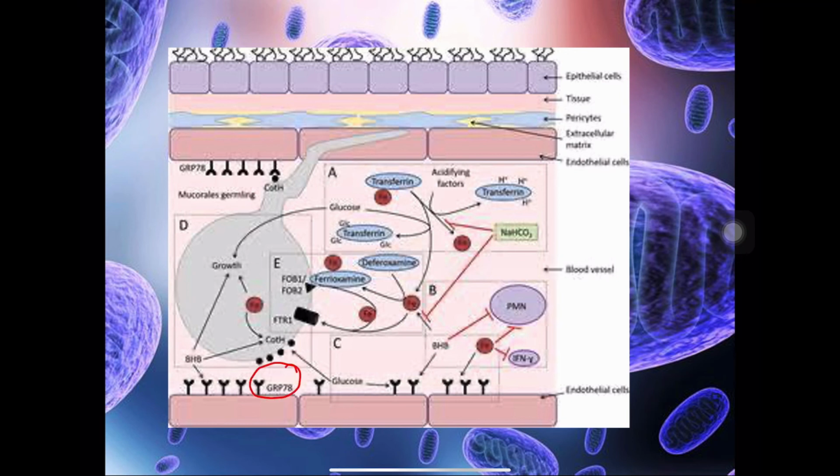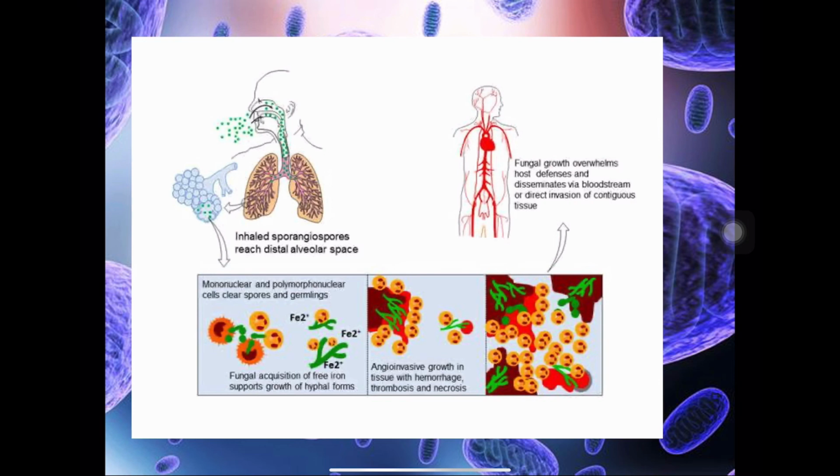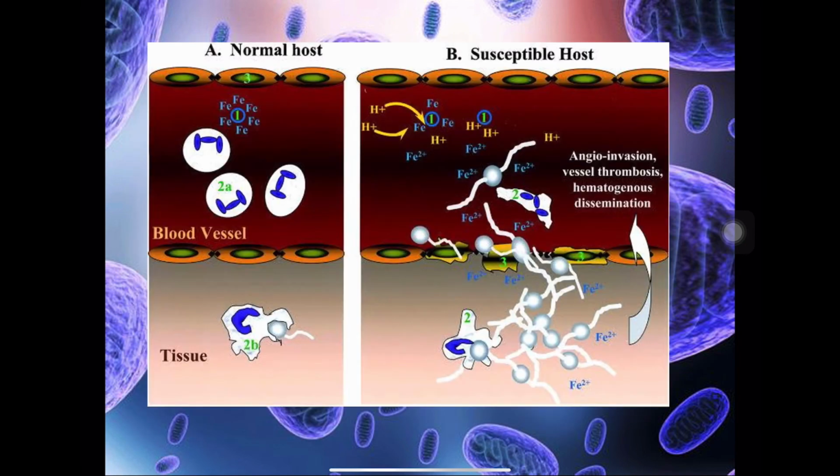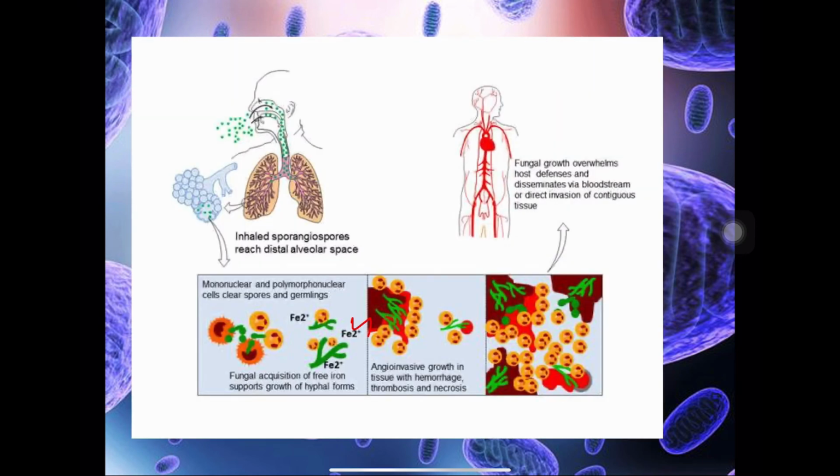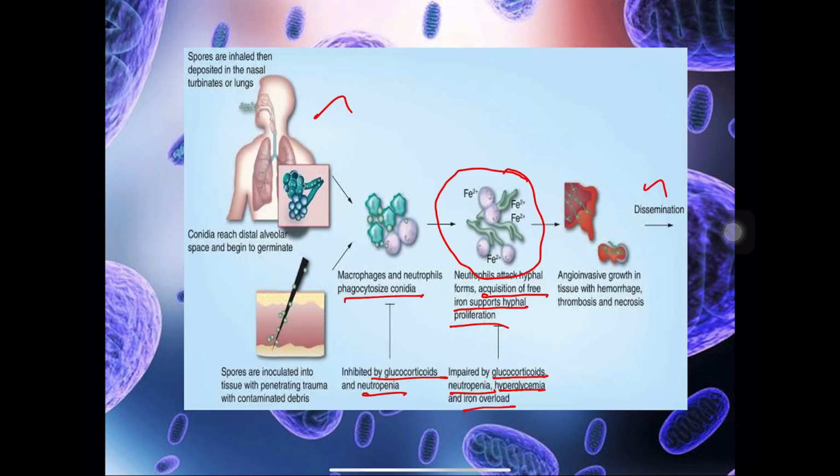This picture I wanted to show just for this GRP78, which expression is increased, and this causes the fungal elements to enter the cell, and also about COTH. So these two are something we already discussed. Okay, and this is something very similar of how iron helps in sequestration of the fungal elements. Okay, and this is the difference between a normal host. This is us. Okay, this is when the immune system is totally compromised. This is what happens.